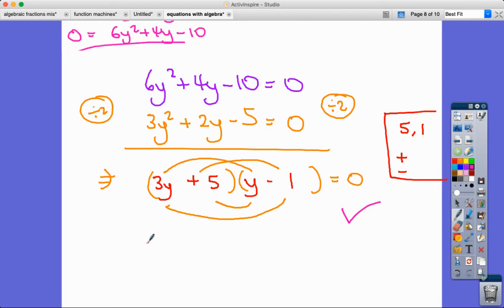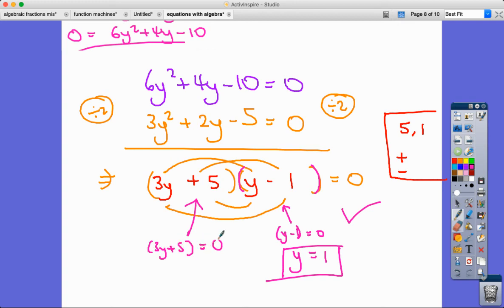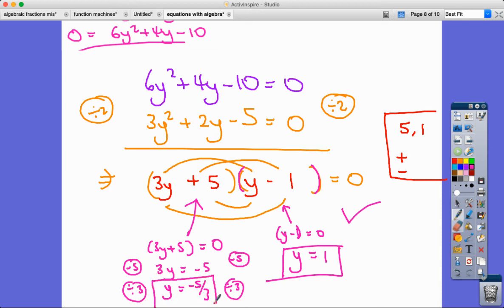Okay, so I'm happy. And now I need to think about the two values of y that would make this equal to 0. Now, either this bracket is equal to 0, so y minus 1 is equal to 0. In that case, y would have to be equal to 1. There's my first solution. Or this bracket would equal 0, so 3y plus 5 would be equal to 0. Now, in this case, if I took away 5 from both sides, I would be left with 3y equal to -5. And then I can divide by 3 to solve the quadratic finally, which is y equals -5/3. So that's my other solution to y.